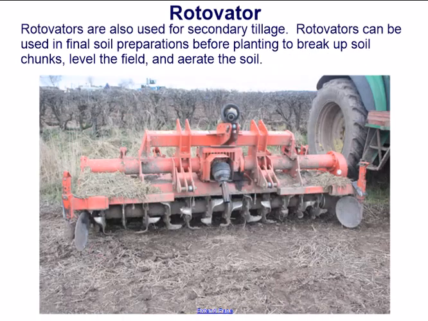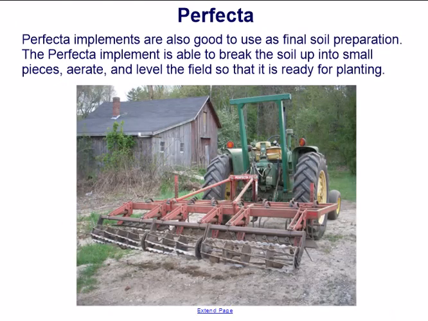Rotovators. Rotovators are also used for secondary tillage. Rotovators can be used in final soil preparations before planting to break up soil chunks, level the field, and aerate the soil. Perfecta. Perfecta implements are also good to use as final soil preparation. The Perfecta implement is able to break up the soil into small pieces, aerate, and level the field so that it is ready for planting.